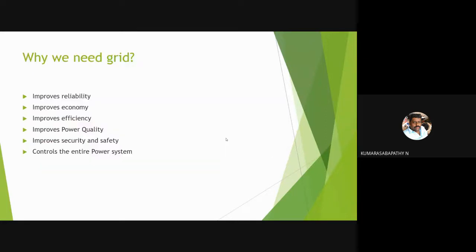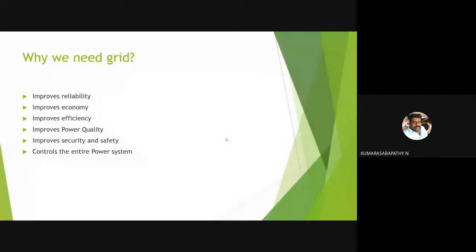So what is a grid? A grid is nothing but an interconnected network of a power system. In the power system, from the generating station to the load center, all these components comprise the power system: the generation station, transmission station, distribution station, as well as the load center. These entire things are called a power system, and when interconnected, it is called a grid. So why are we going for a grid?